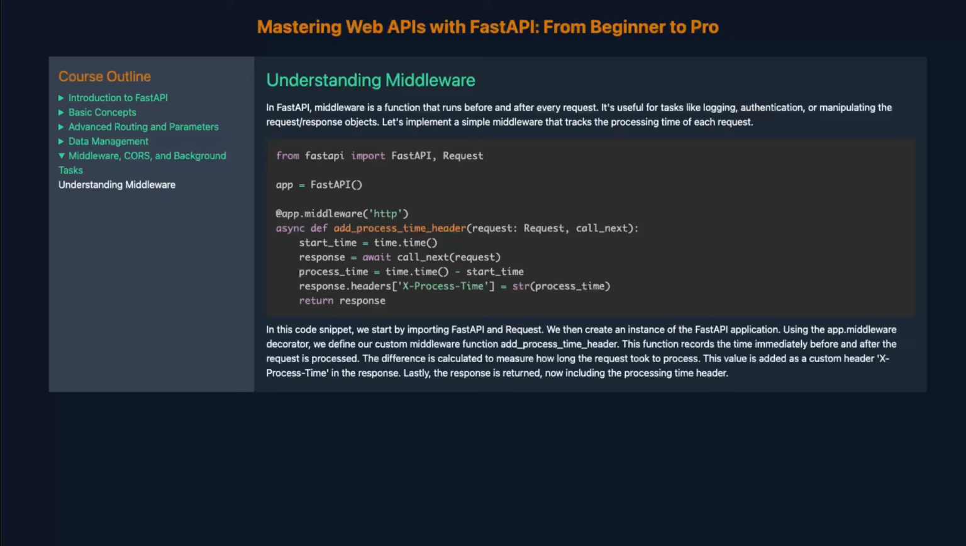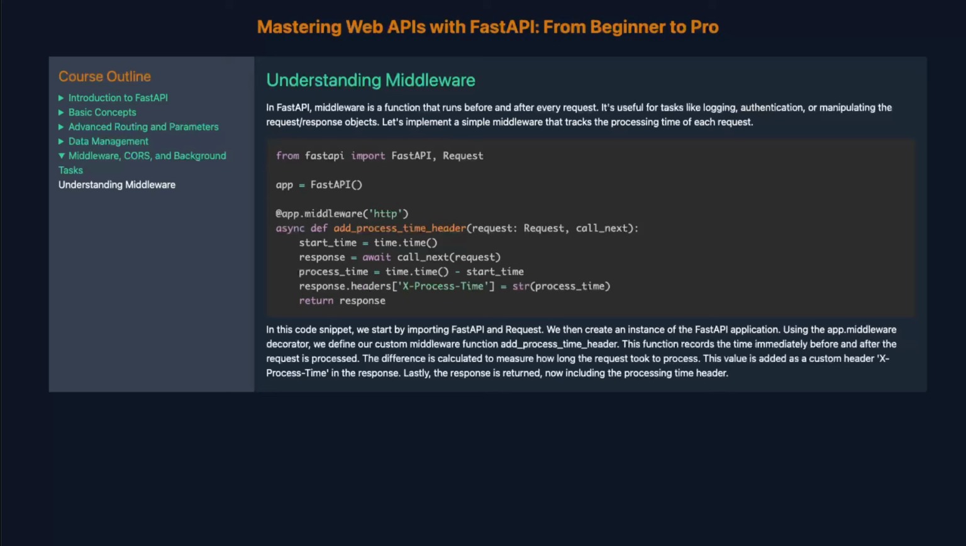In this code snippet, we start by importing FastAPI and Request. We then create an instance of the FastAPI application. Using the app.middleware decorator, we define our custom middleware function add_process_time_header. This function records the time immediately before and after the request is processed.